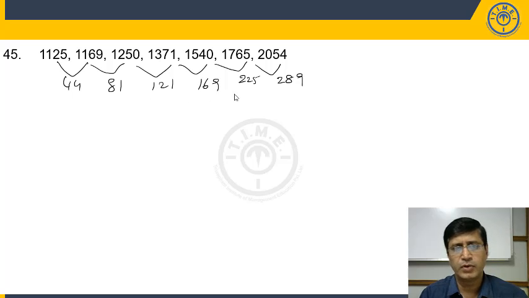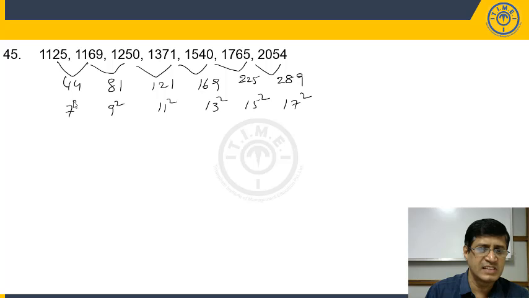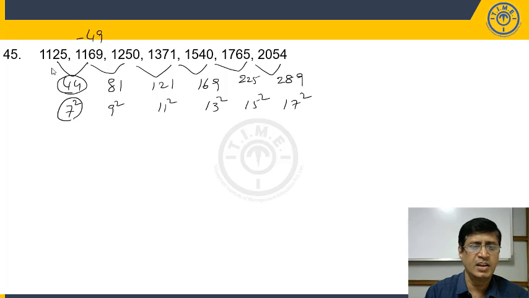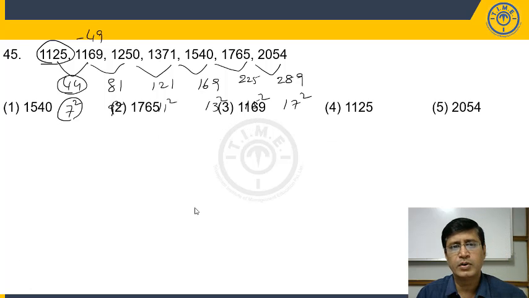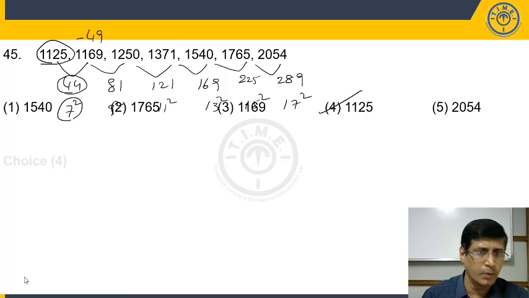If you observe this carefully, here it is 9 square, 11 square, 13 square and 15 square, whereas it is 17 square. So what is the first value? What must be the first value means here it must be 7 square. 7 square means 49. When you subtract 49 from 1169, you will get 1120. So what is the right answer? 1125 is the number. So the right choice is option number 4. It must be 1120.